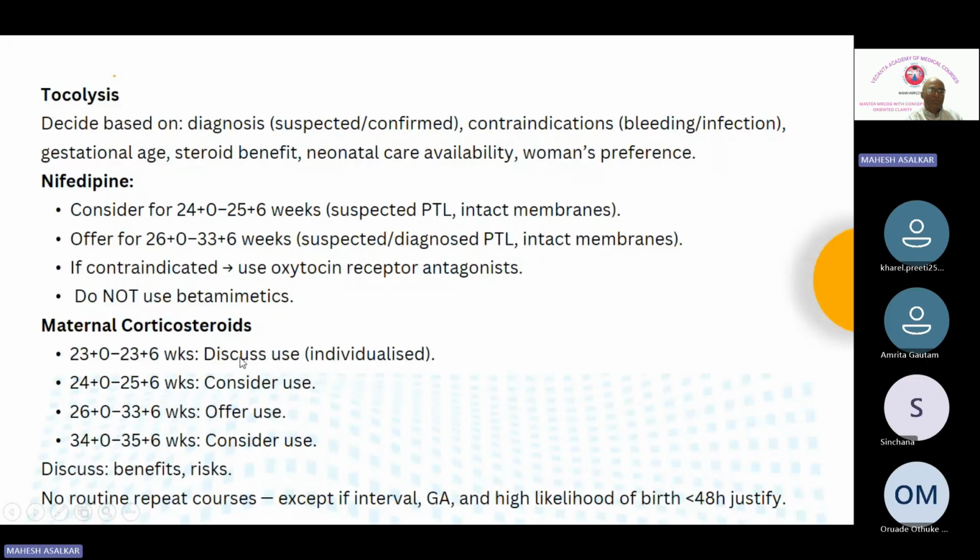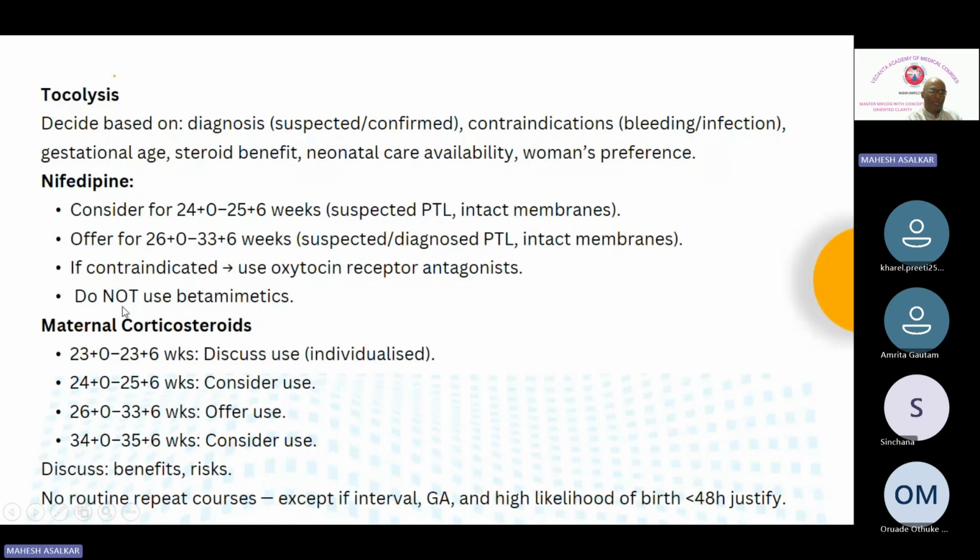Again, discuss use between 23 to 23+6, on an individualized basis. These are the periods of early gestation. Even though this is early gestation, up to 24 weeks viability is not very sure, so discuss the use. Okay, then between 24 to 25+6, consider the use. Between 26 to 33+6, offer maternal corticosteroids.